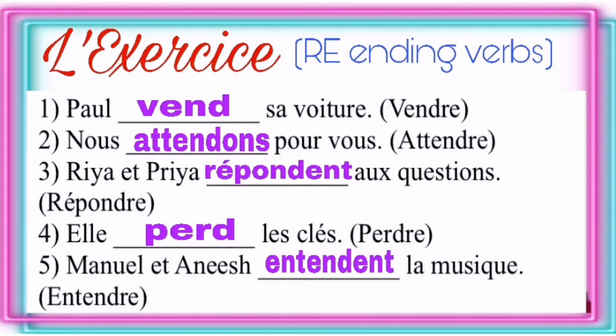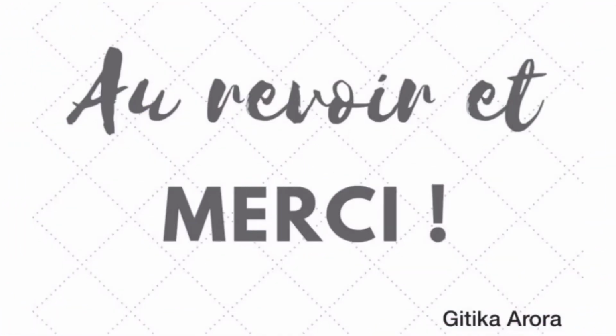which means to hear or listen. As we have two boys in the subject, so we will conjugate entendre with ils. So it will become entendent.